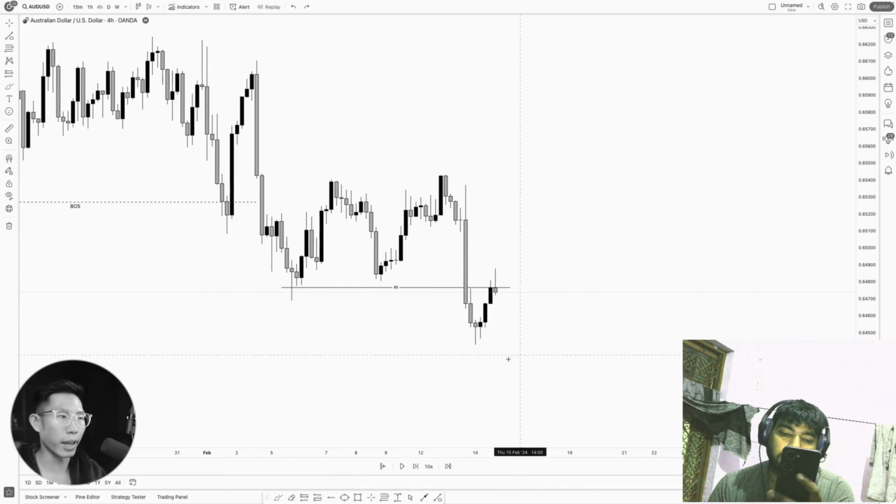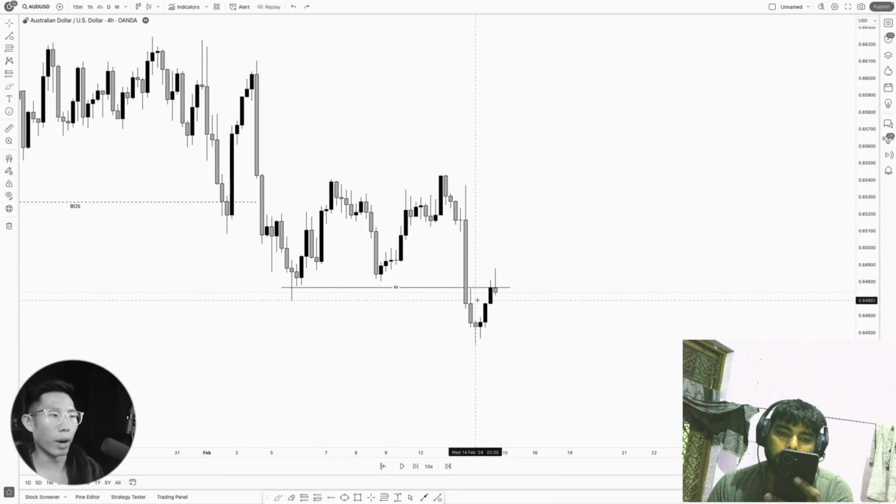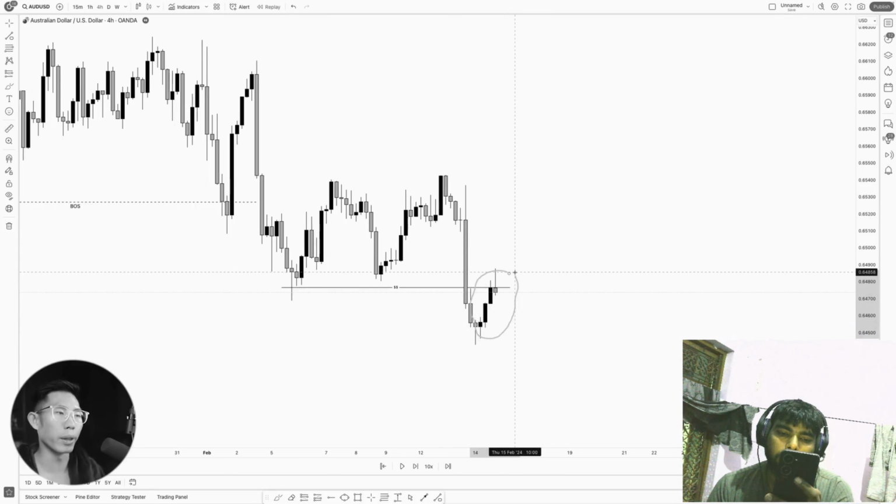If you observe the candlesticks that are forming right here after price has broke past the equal lows, price is giving us a small candlestick right here. And then look at these two candlesticks right here. This shows us that the selling pressure, the selling momentum, is gone. The smart money is potentially going to enter into the market soon, and they're going to enter for a buy position in bulk, right? And you can start seeing some sort of bullish momentum right here.